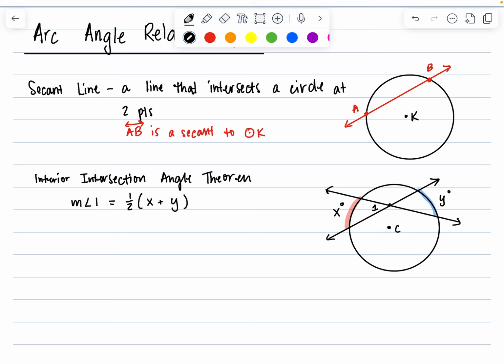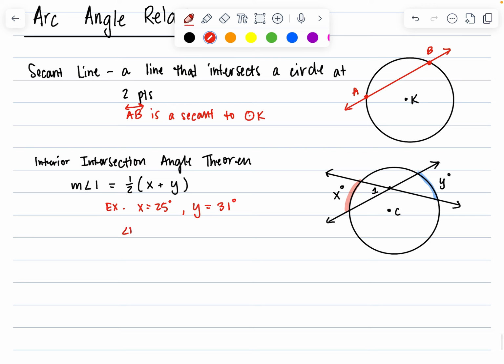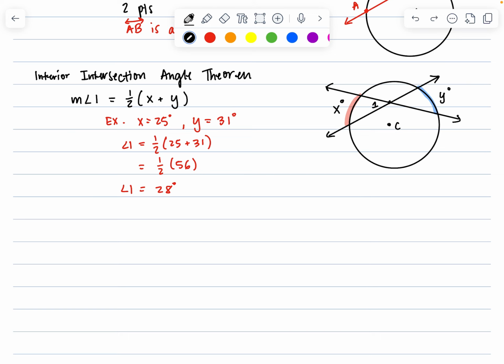Let's say, for example, x was equal to 25 degrees and y was equal to 31 degrees. We could then say angle 1 is going to be equal to 1/2 times 25 plus 31. 25 and 31 make 56, and 1/2 of 56 is equal to 28. So angle 1 is equal to 28 degrees. And the angle directly across from angle 1, the vertical angle to it, should also be 28 degrees. So there's your interior intersection angle theorem.